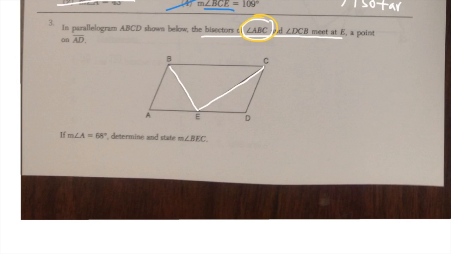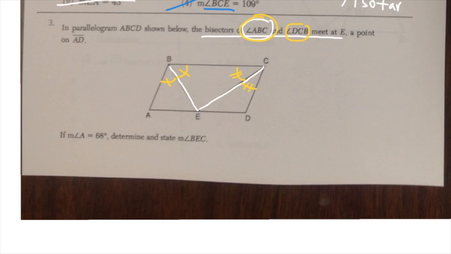that's this one here, is getting split in half by that bisector. And it says that the other bisector is splitting DCB. So DCB is this one. So I know that that's being chopped into two equal pieces.